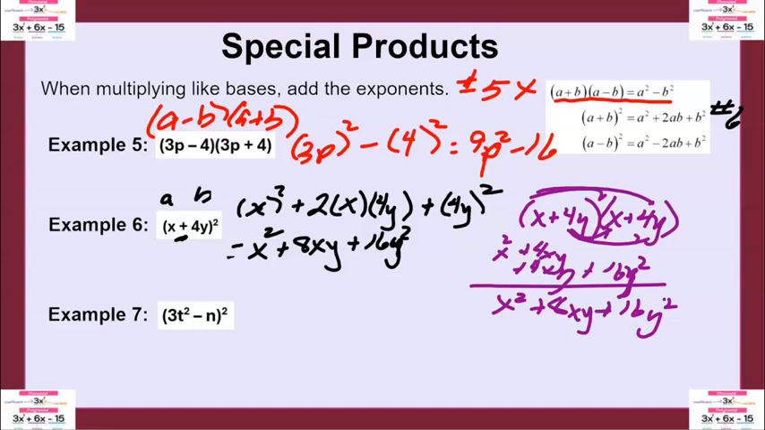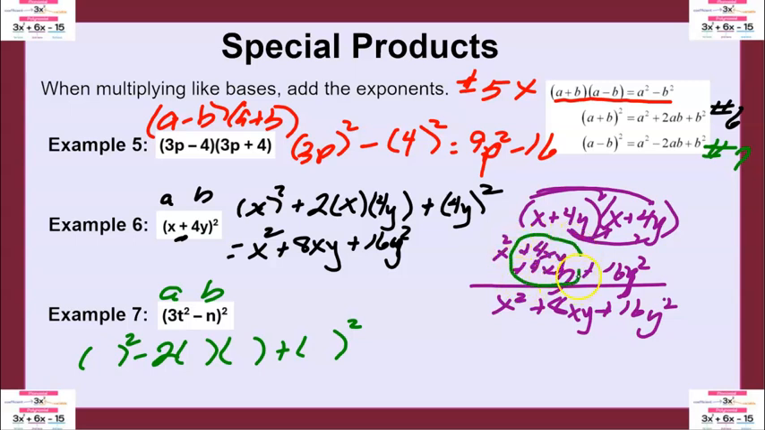In example 7, that would be this last one here. The only difference is it's going to be a minus sign in there. So again, here's my a, here's my b. I'm going to do a squared minus 2ab plus b squared. Now you might wonder why I have a 2 in here. Well, you notice when I did FOIL here, I have 2 of that middle term. So the middle terms are the same and I have 2 of them. So that's why we have that 2 there.